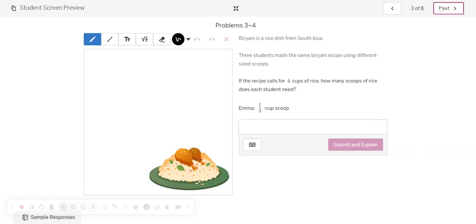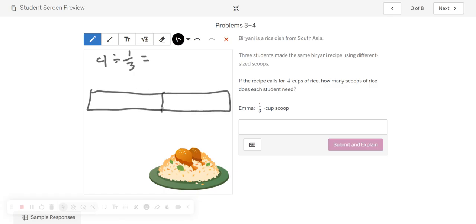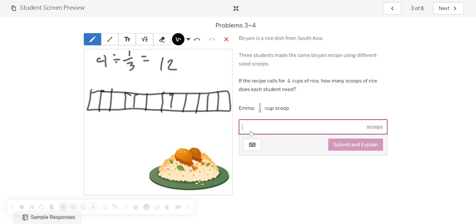And here we go. Same thing, but now they've got a 1/3 cup scoop. So you've got 4 divided by 1/3 equals. It's going to be hard for me to draw this. I'm going to go really big. So I cut that in half. I cut that in half. Each one of these is getting divided into 3 pieces. And so when I do that, I end up with 12 pieces. So 4 divided by 1/3 is 12.